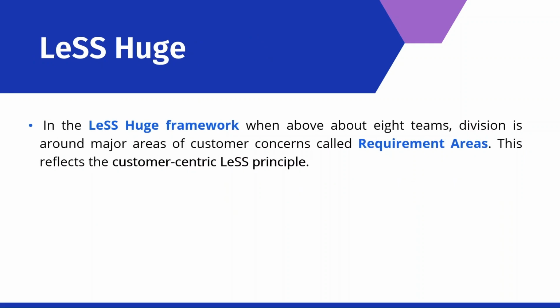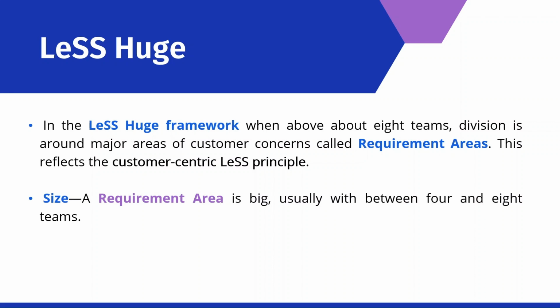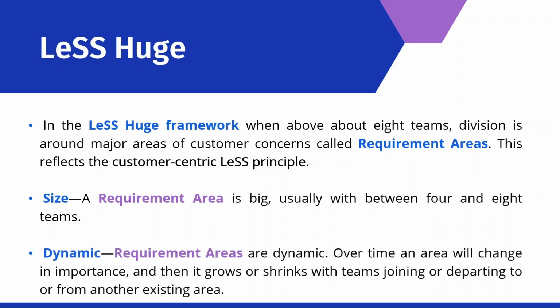Now, let's explore the LeSS Huge. In the LeSS Huge framework, when above about 8 teams, division is around major areas of customer concerns called requirement areas. This reflects the customer-centric LeSS principle. Concerning the size, a requirement area is big, usually with between 4 and 8 teams. Requirement areas are dynamic. Over time, an area will change in importance and then it grows or shrinks with teams joining or departing to or from another existing area.